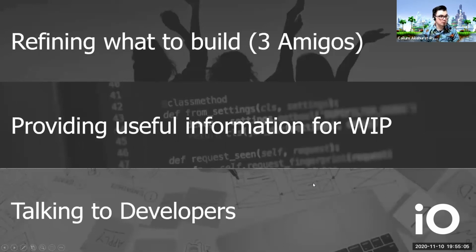So yeah, talked about 3 Amigos. So when we're trying to integrate into a team, when we get to that high level of maturity, we want to refine what to build. We want to go, here are our acceptance criteria or our requirements. They should be specific, but they should also cover positive, negative, and edge cases. We need to provide useful information for any work in progress.